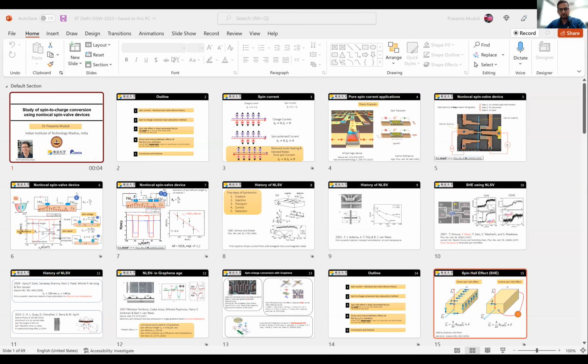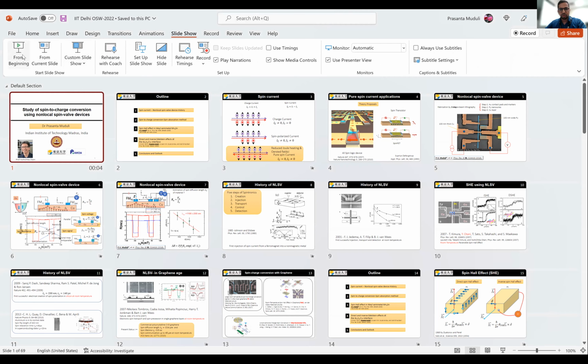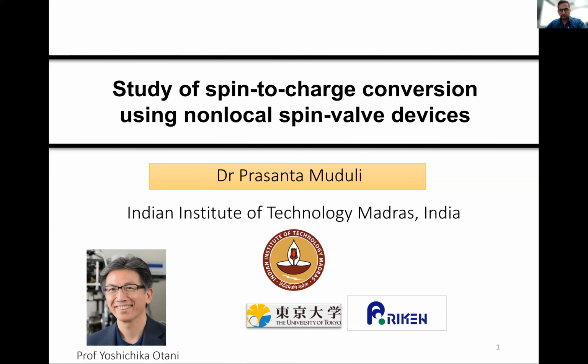Welcome to another exciting session of Magnetic Symposium 2022. In this session, we will be having 2 keynote talks, 3 student talks, and 1 invited talk. Without wasting any time, let's start. The first keynote talk is by Professor Prasanta Kumar Muduli from IIT Madras. The topic is study of spin to charge conversion using non-local spin valve devices. Professor Prasanta Kumar, you can start now.